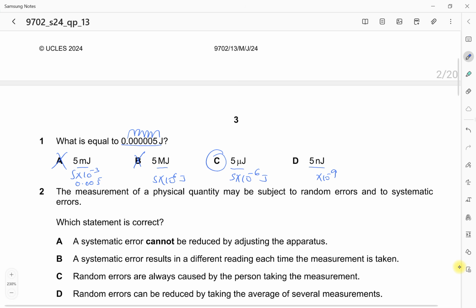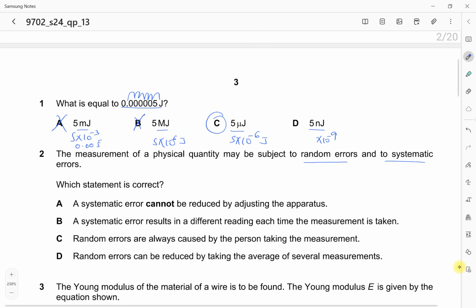The measurement of a physical quantity may be subject to random errors and to systematic errors. Which statement is correct? So we know a systematic error makes all readings deviate from the true value by a constant amount in one direction. And a random error makes values scatter around. So for random, the values are going to scatter, and for systematic, the values deviate in one direction by a constant amount.